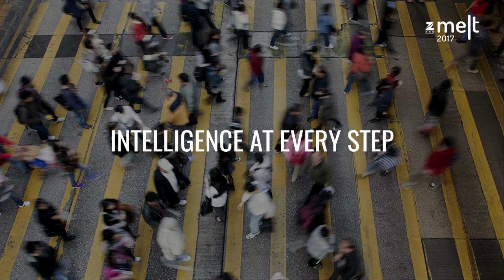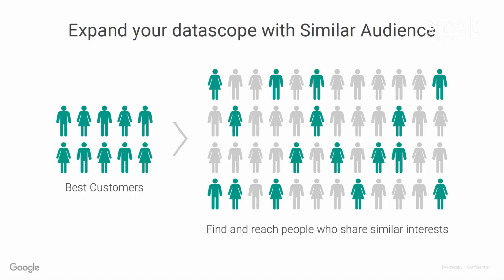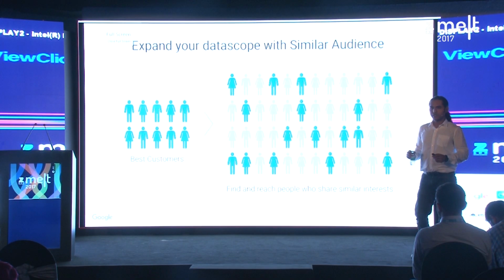What do I mean by that? Expand your data scope with similar audience. The core concept is, you know your best customers. You know high customer lifetime value cohorts in your data, and you can apply these to find more people who are similar to that cohort. The way you do that is by putting your data to work. Right now, there's a lot of data which is lying with you. I define it as active and passive. A lot of your audience data, simple things like remarketing list.